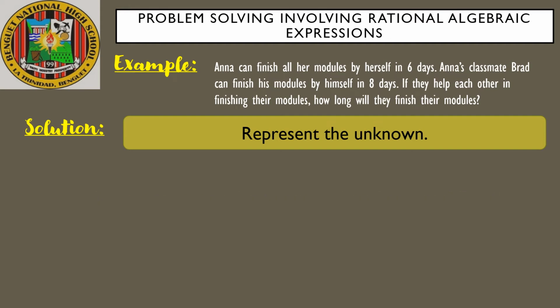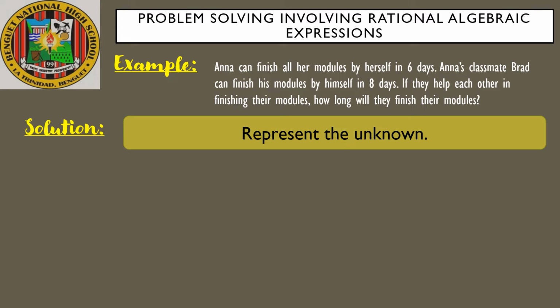Aside from representing the quantity that we are solving for, let us look at the ideas in the situation that we can use to solve the problem. The problem describes how long Anna and Brad can finish their modules individually, which helps us determine the rate of work that each person can do per day.